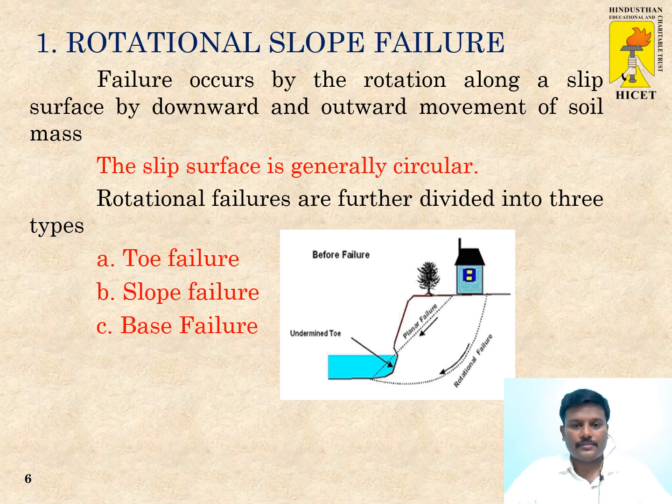First one, rotational slope failure. The failure occurs by rotation along a slip surface by downward and outward movement of soil mass. The slip surface is generally circular. The rotational failures are further divided into three types. First one is toe failure, second slope failure, and third one is base failure.